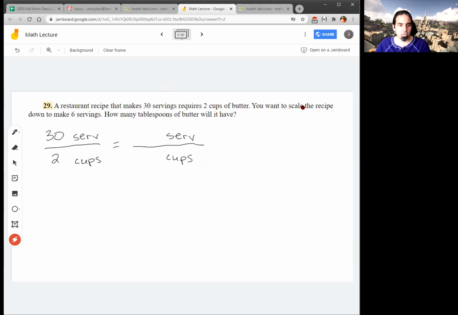You want to scale the recipe down to make 6 servings. How many tablespoons of butter will it have? So it asks for an answer in tablespoons. So we have 2 choices here. We could either say, let's do all the math in tablespoons, and the first thing we want to do is take the cups and change it. Or we could do our proportion in cups, get an answer in cups, and then as part 2 of the math, change it to tablespoons. Anyone have a preference which way we do it? Let's do tablespoons. Make everything tablespoons.